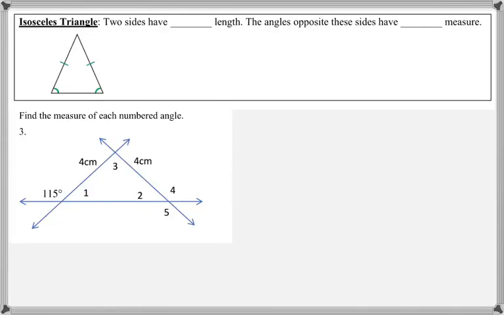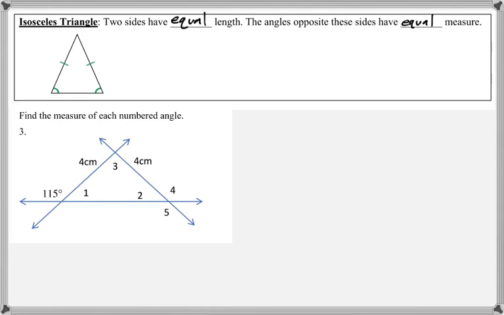The next part of the section is looking at a special type of triangle, which is the isosceles triangle. Now, an isosceles triangle is a triangle where two sides have equal length, and the angles opposite these sides have equal measure. So if we have two sides that are the same length, then we know that the angles opposite these sides have to also be equal.